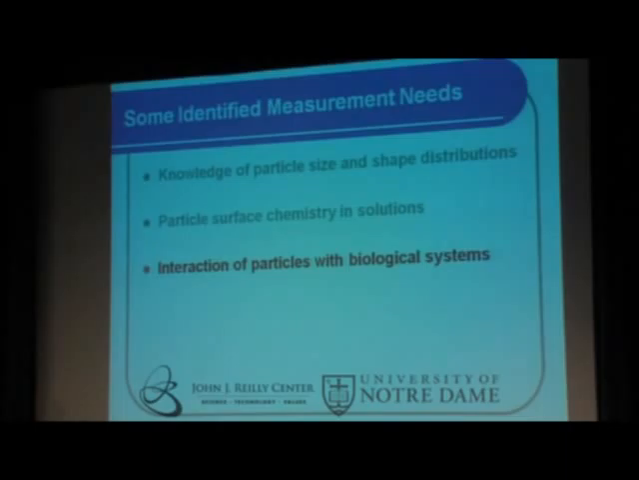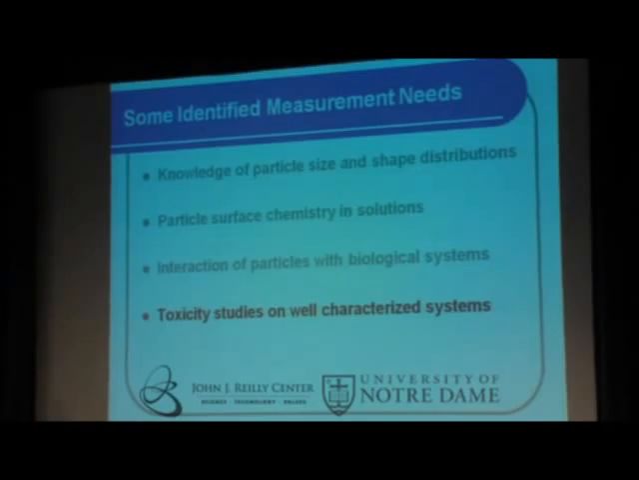Clearly, and maybe this one ought to be at the top, interaction of particles with biological systems, toxicity studies, and the key here, I think, what I'd like to point out is well-characterized systems. That is, materials which have some pedigree. If we're doing interlaboratory studies, that everybody's doing it on the same material.